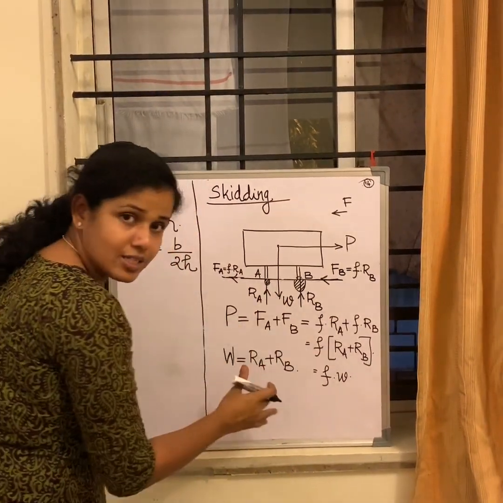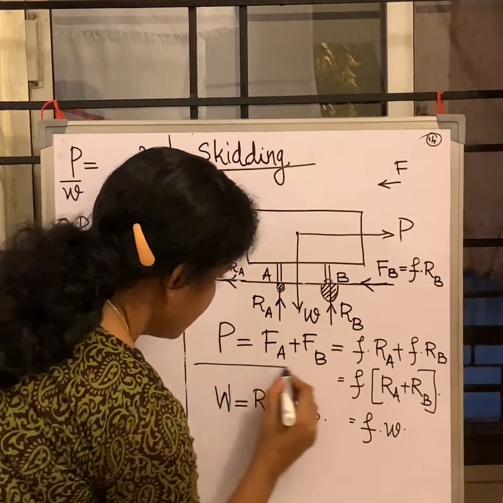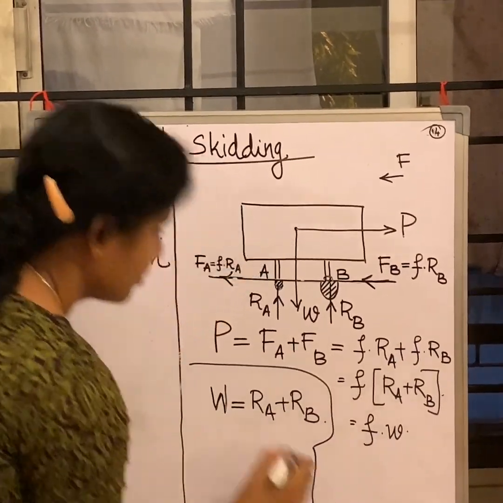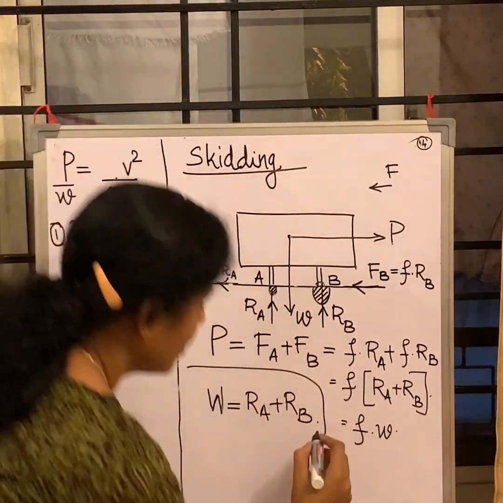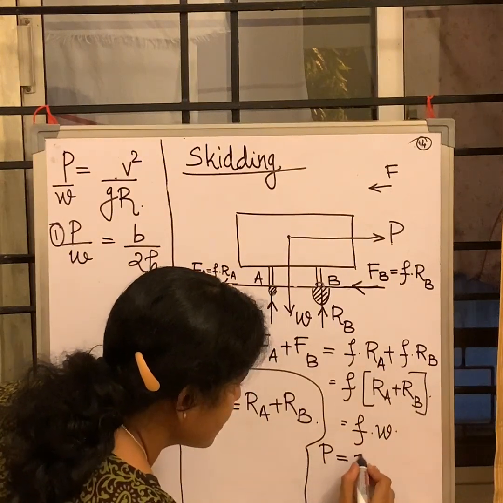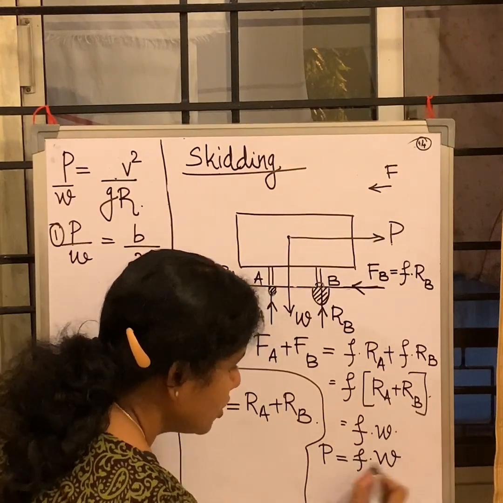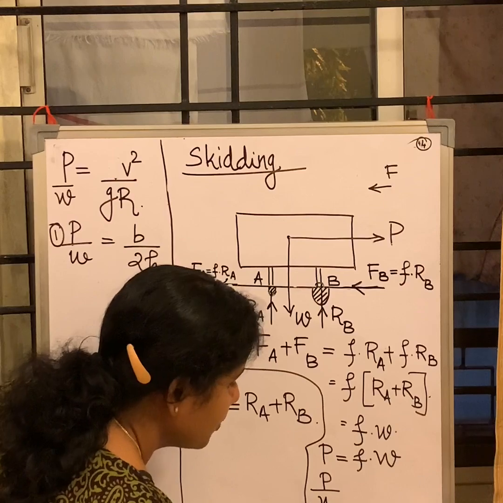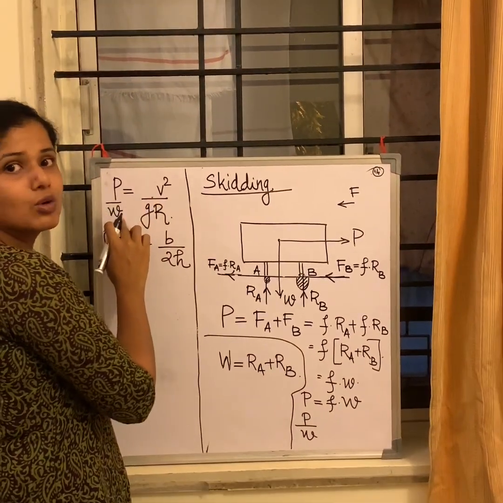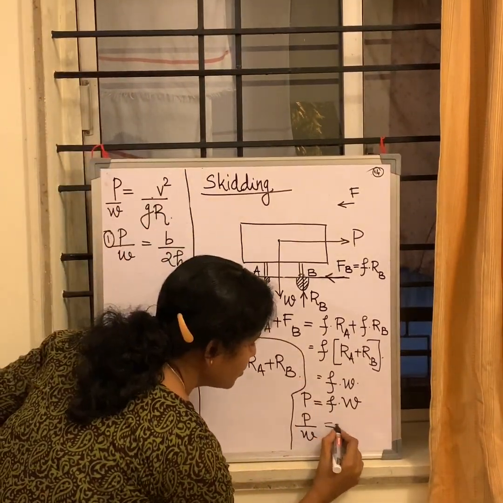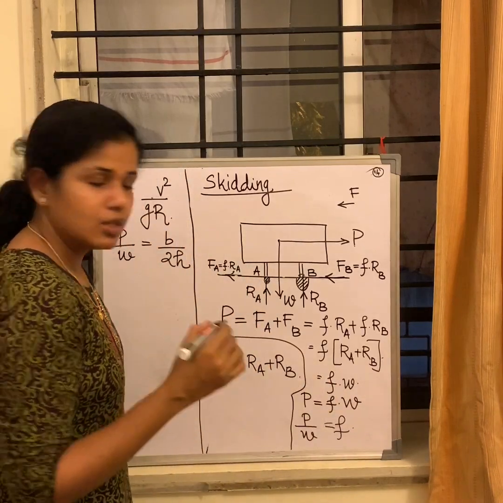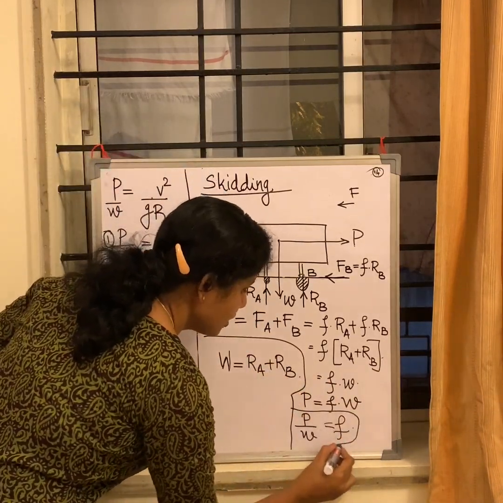So can we write it together? Please understand, we are here. Now P is equal to FW. Let me rewrite it again. P is equal to FW. So what will happen to P by W? Because we are interested in the centrifugal ratio. The P by W is equal to F. This is the criteria we are arriving at over here.